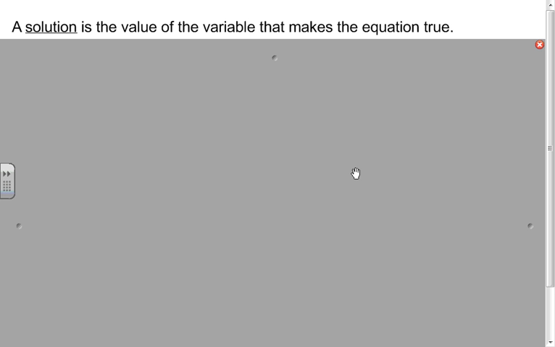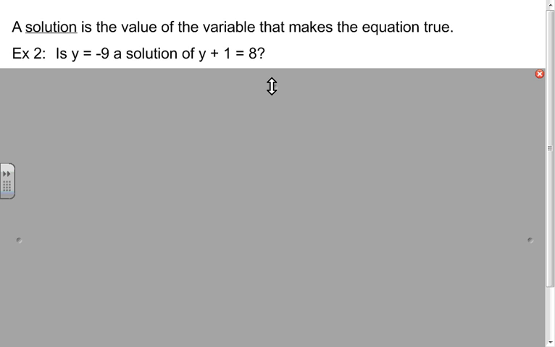Another definition: a solution is a value for the variable that makes the equation true. So if they give me a number and I plug it into my equation, if I get something that's true, that's called a solution. If I get something that's false, that's not a solution.